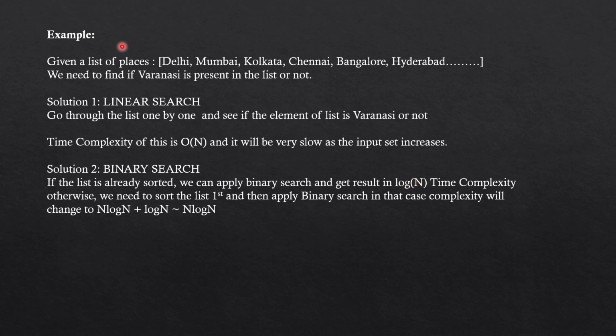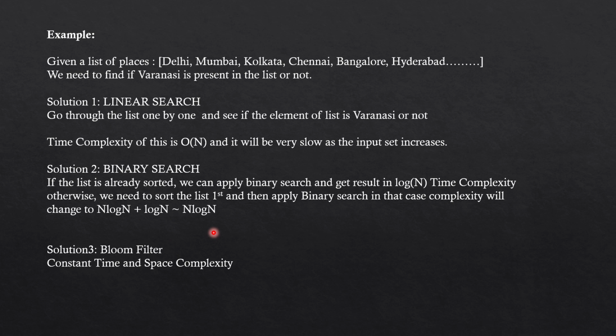But if the list is not sorted, which can be the case in most scenarios, you need to sort the list first and then only you can apply your binary search. So this will take a time complexity of n log n, which will again be slow for a very big file. And the third option that we have is, of course, the Bloom filter, which we are talking about in this particular video. So what Bloom filter will do is this operation in constant time and space.